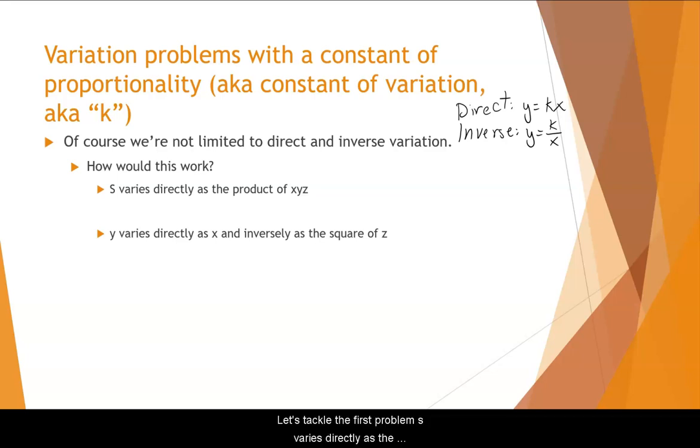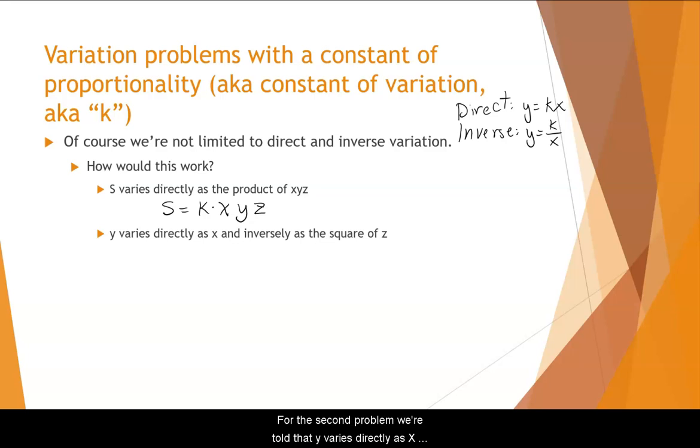Let's tackle the first problem. S varies directly as the product of x, y, z. So that means direct variation, where we're multiplying by that. I shouldn't say linear relationship, but we're multiplying by our variables. So S varies directly would be S equals k times x times y times z. That's what that first mathematical model would look like.